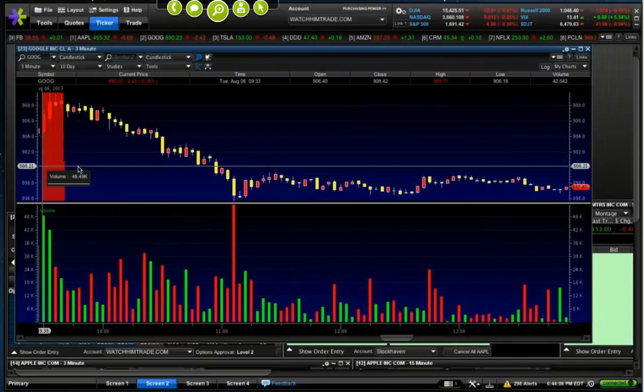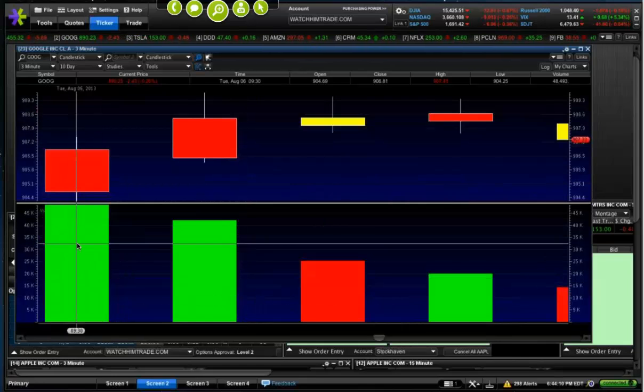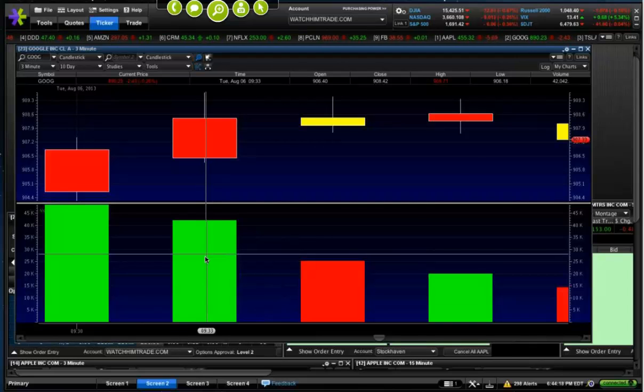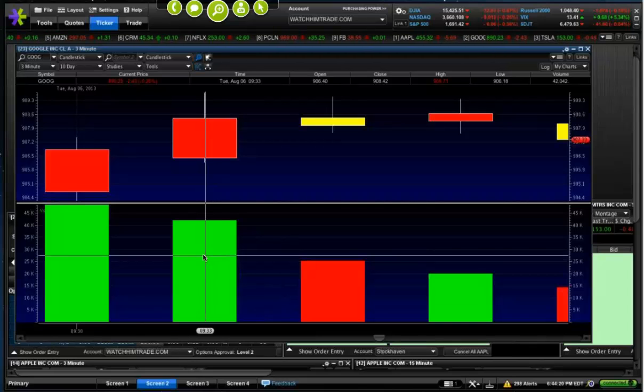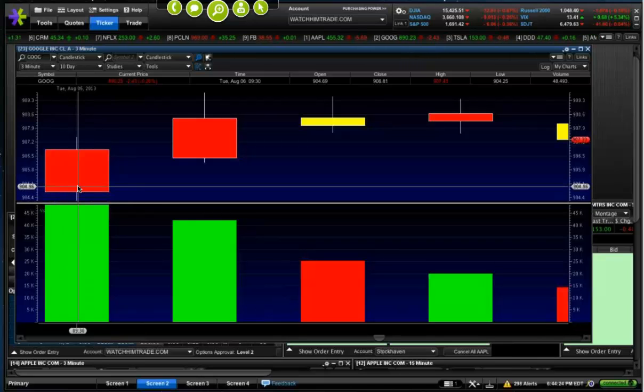So Google opens up that day, makes a nice move higher, opens at 9:05, initial 3-minute high, 9:07.45. Then your initial 6-minute high, your initial 6-minute close, 9:08.42. That's above our initial 3-minute high. So that's a long signal potentially.